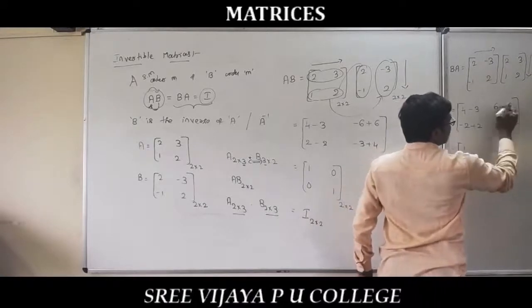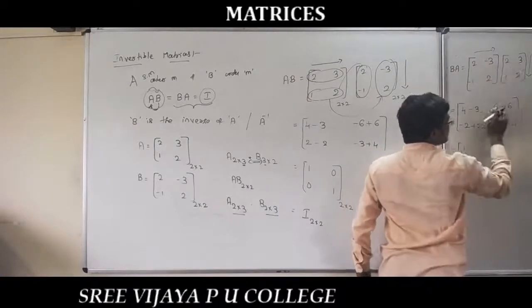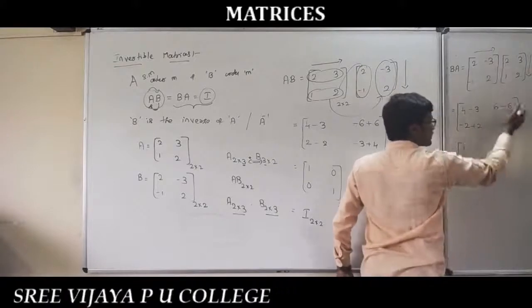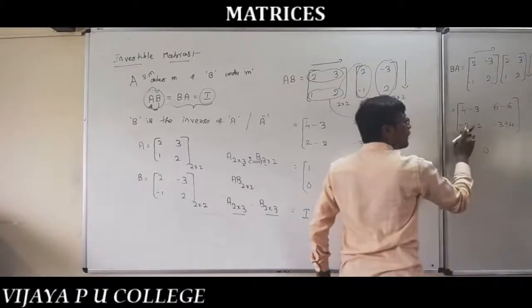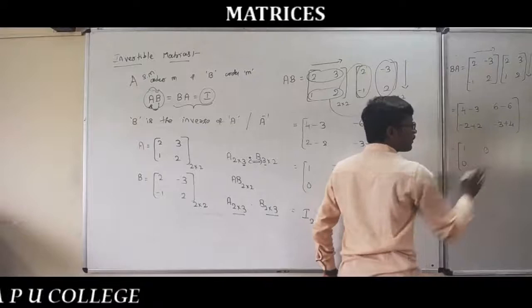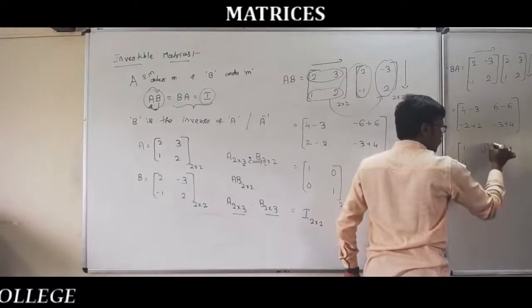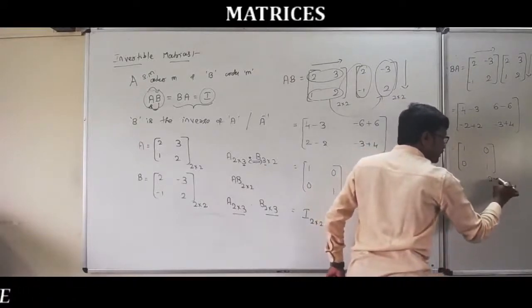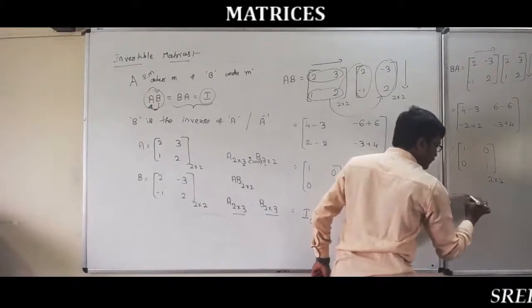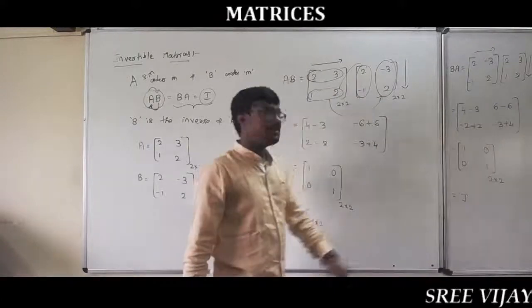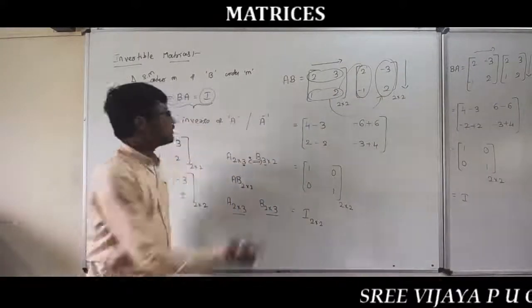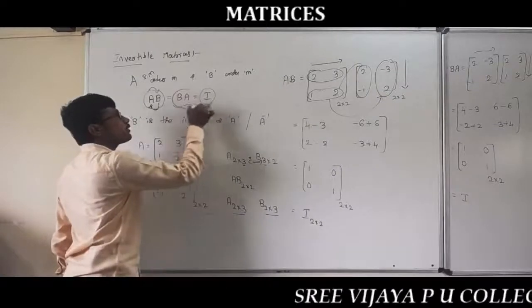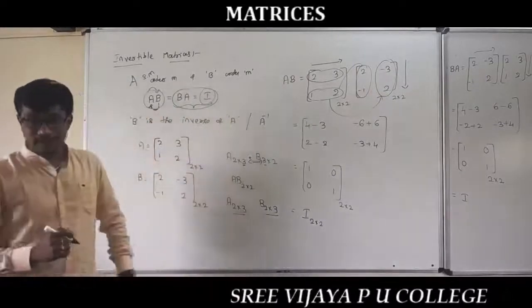So this is minus 6, right? 2 into 3 is 6, minus 3 into 2 is minus 6. 6 minus 6 is 0, minus 2 plus 2 is 0, minus 3 plus 4 is 1. So it is also of order 2 cross 2. So this is the identity matrix. Got it? So B into A also will give the identity matrix.